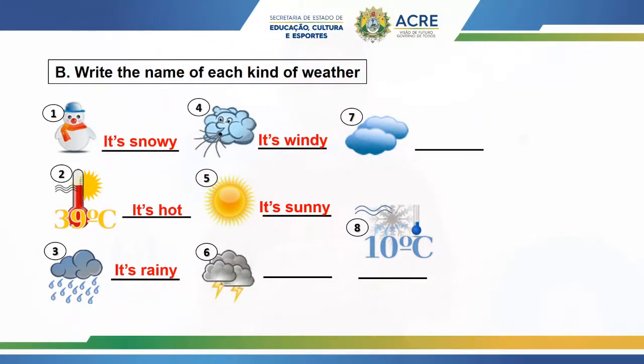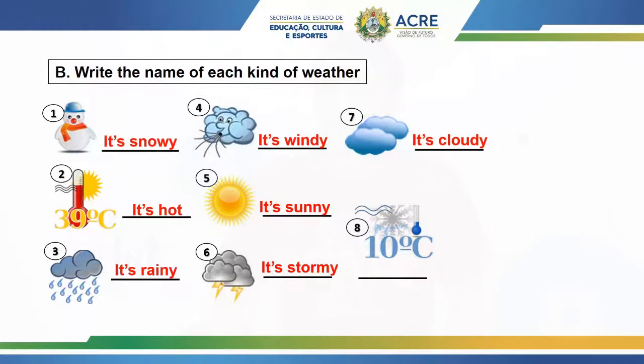What's the weather like? Remember the heavy clouds with lightning? This one is stormy. So the answer is it's stormy. Number 7. Now you have only a couple of clouds. So the weather here is cloudy. It's cloudy here in number 7.